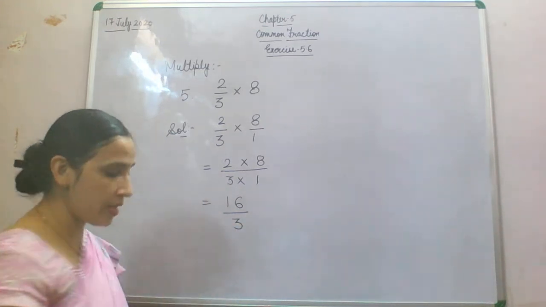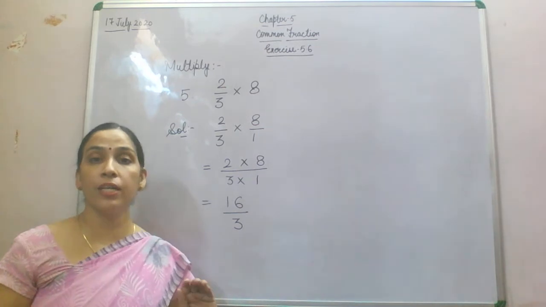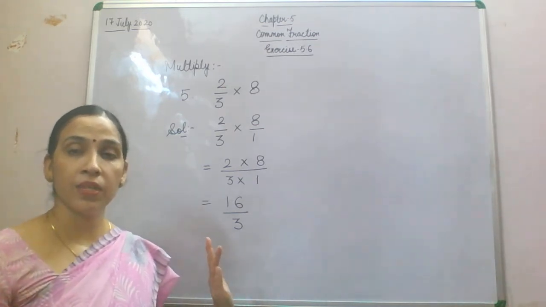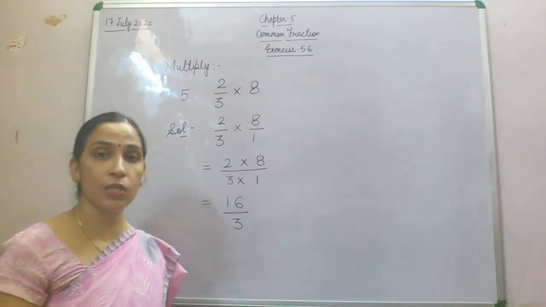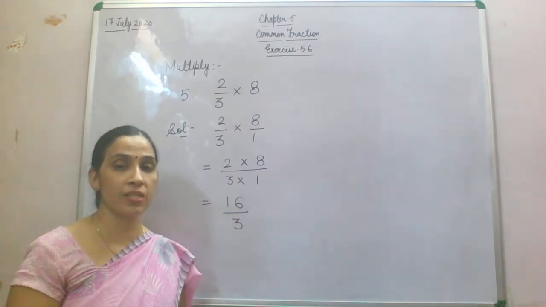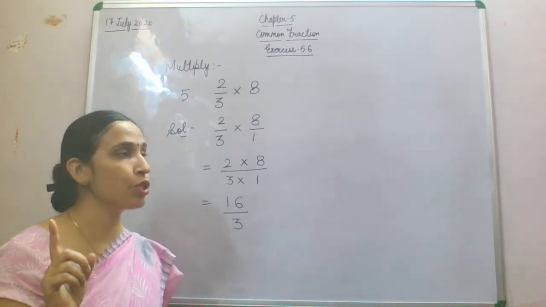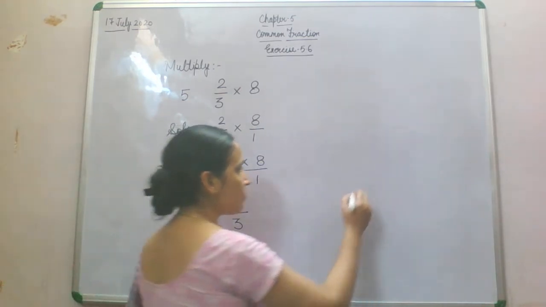Now 16 by 3, which kind of fraction is this? Yes, an improper fraction. So what do you have to do with an improper fraction? Yes, you have to change it into a mixed fraction. So let's change it into a mixed fraction.